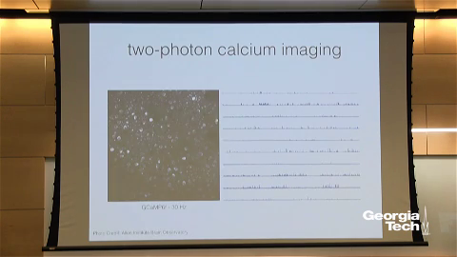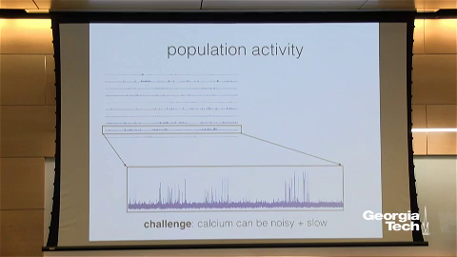What I'll say, and was on the previous slide, is that all of this is happening while the mouse is watching different types of stimuli, whether different sorts of gratings or even natural movies or natural scenes. Many of these responses are visually evoked by different types of stimuli, and this is the sort of population dynamics that results.